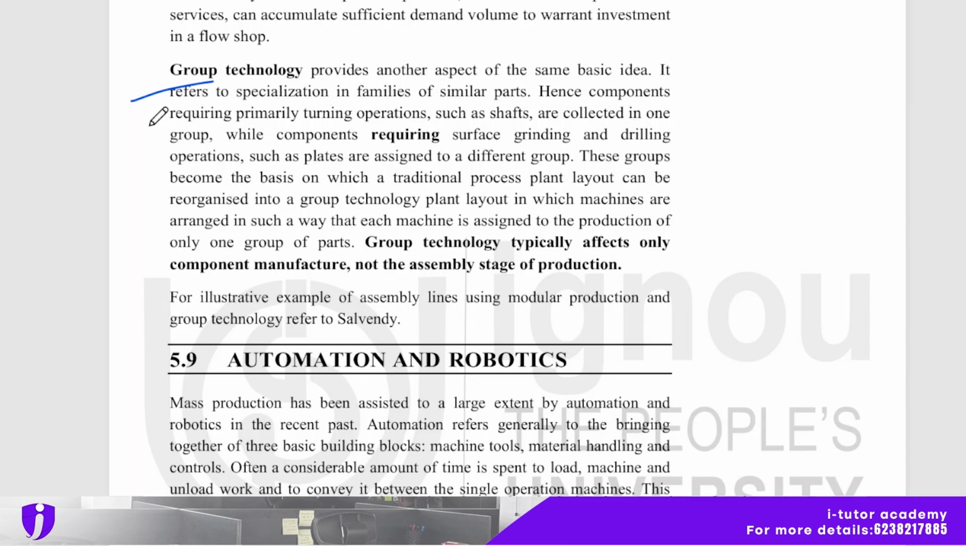Hence, components requiring primarily turning operations, such as shafts, are collected in one group, while components requiring surface grinding and drilling operations, such as plates, are assigned to a different group. And these groups become the basis on which a traditional process plant layout can be reorganized into a group technology plant layout, in which machines are arranged in such a way that each machine is assigned to production of only one group of parts. Group technology typically affects only component manufacture, not the assembly stage of production.